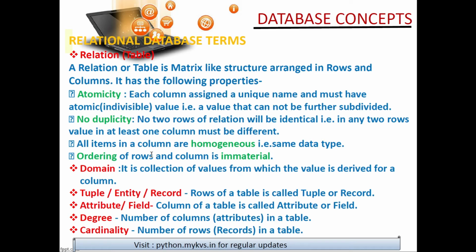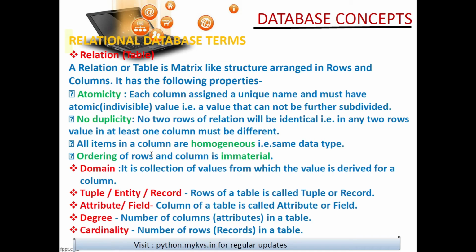Atomicity. Atomicity means, you know, in chemistry you have read about the atom at the first level maybe. An atom is what? A small element, a tiny element of a particular substance. Okay, so each column is assigned a unique name and must have an atomic value, that is, indivisible. Suppose the name field. Suppose in the name field you have taken first name and address, so you cannot divide them. So once you have taken it, the total name will be considered as one. Okay, so a value that cannot be further subdivided is called an atom, and the property is known as atomicity.